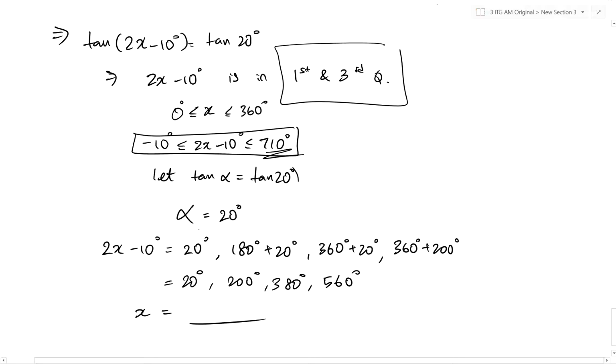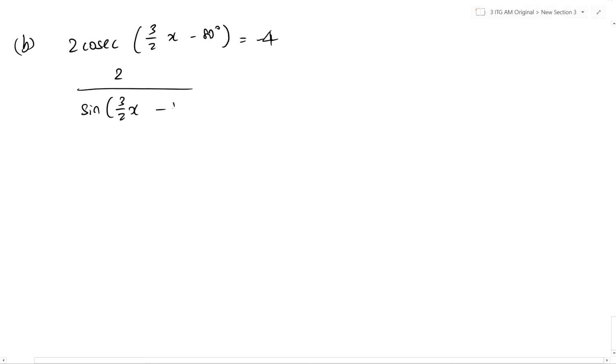Then who needs help for part B? Part B, raise your hand. Okay. 2 cosecant 3 over 2x minus 80 degrees is negative 4. So cosecant, I need to change it to 1 over sine. 2 over sine 3 over 2x minus 80 degrees equals negative 4.